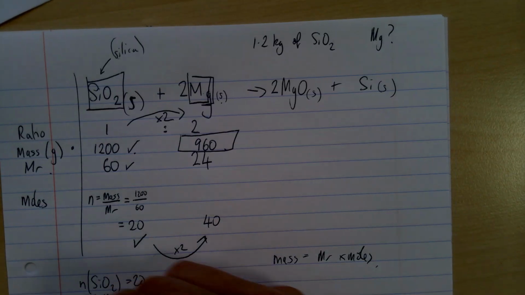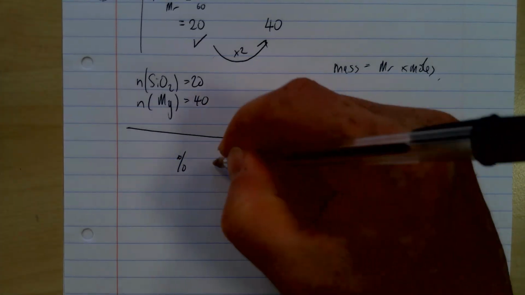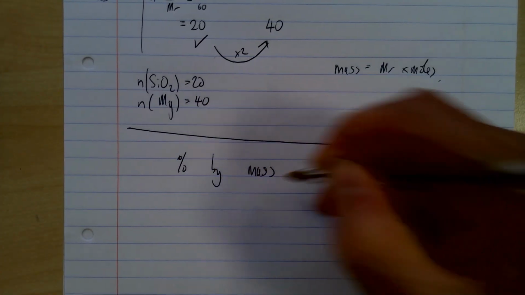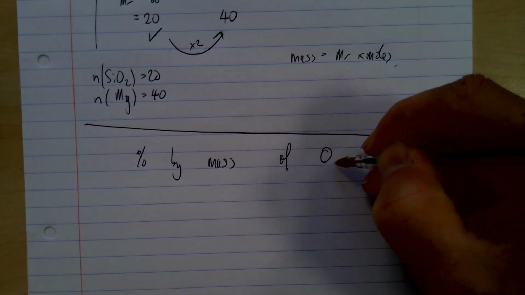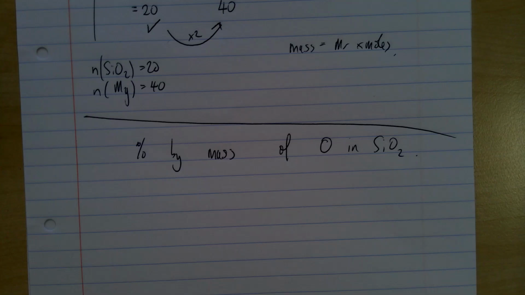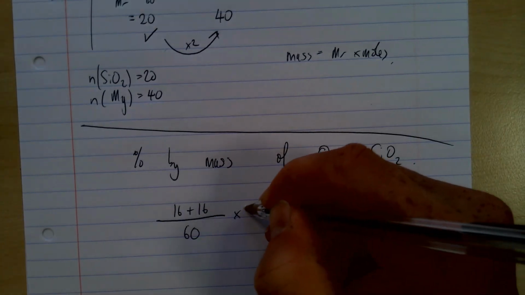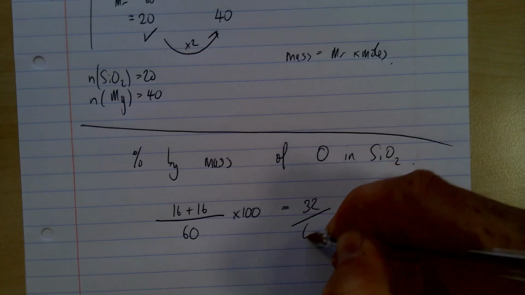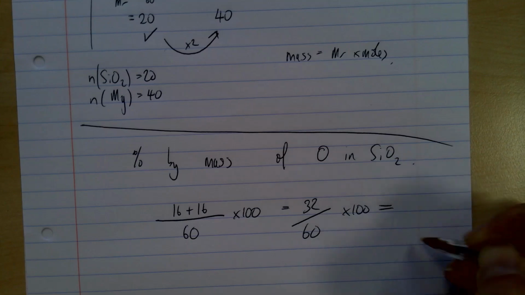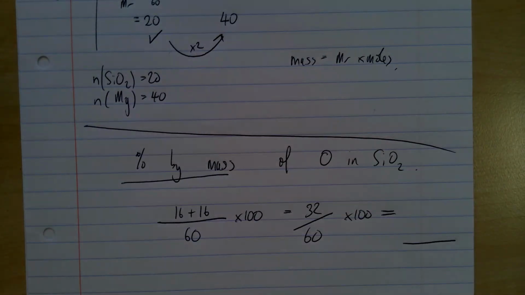Another question might be to work out, so for trilogy and triple, you need to be able to work out percentage by mass. Percentage by mass is dead easy. Let's use the same question. So of oxygen in silicon dioxide, the way that you would do that is add up the mass of the oxygens in silicon dioxide and divide that by the formula mass. So it's 16 because there's two of them, divided by the formula mass, which was 60, times 100. So it's 32 over 60 times 100, and whatever that is, you can do that in a calculator. So the percentage by mass is a skill that's worth spending a bit of time on.